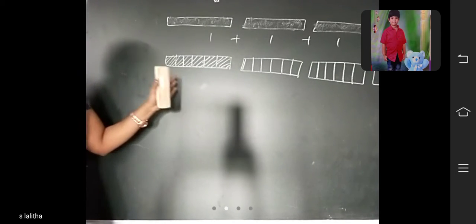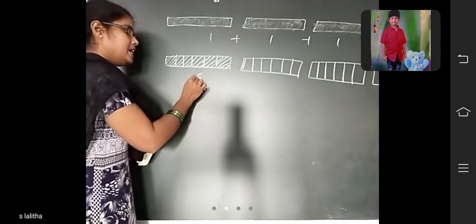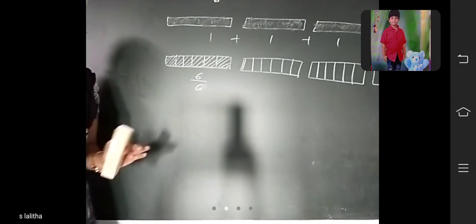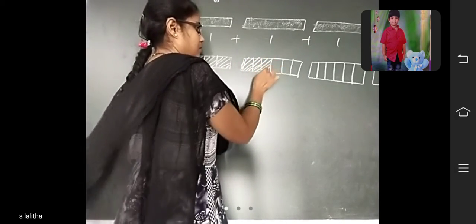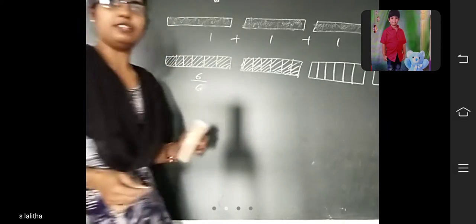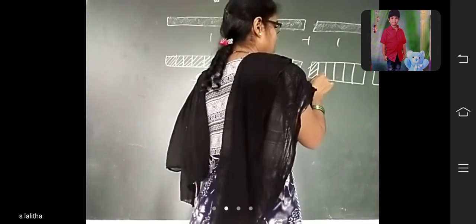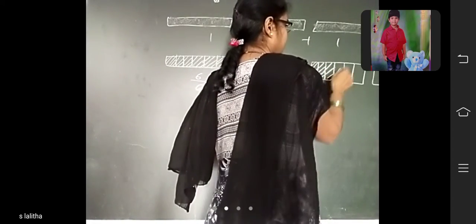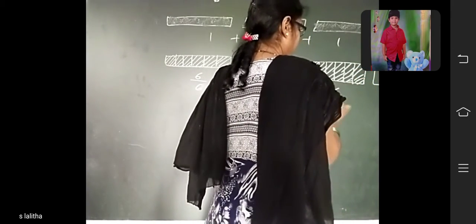Now how can you write it as a fraction? You should shade all the parts now. So write 6 by total parts, how many? 6. Here also shade all parts. Now write this as a fraction. Here also all parts are shaded, 6 by 6. This one also, shade all parts, 6 by 6. Here only one part is shaded. Write it as a fraction, 1 by 6.